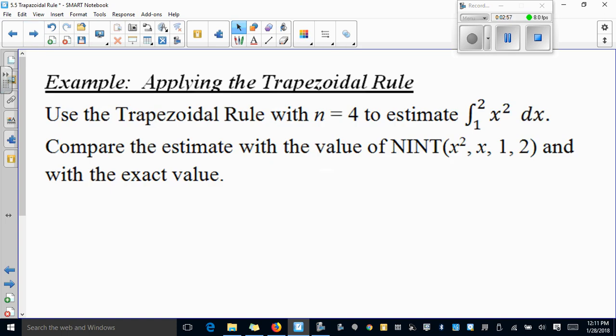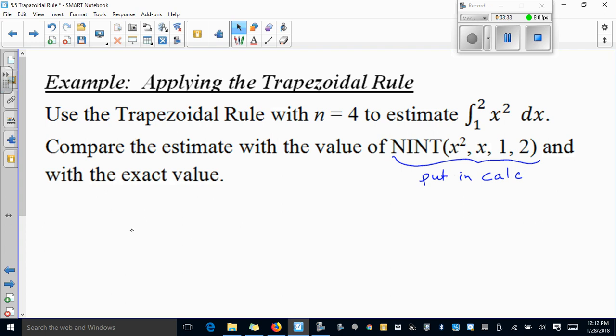So the very first problem is one of those that we did before. It says use the trapezoid rule with n equals 4 to estimate the integral from 1 to 2 of x squared dx. Now, this may not mean anything to you right now, but by Section 5.3 you'll know what it is. Compare the estimate with the value of the integral, and this is just their way of saying to put it in the calculator. I'll tell you what buttons to push on the calculator. They want you to compare the estimate with the actual value that you would get on the calculator.